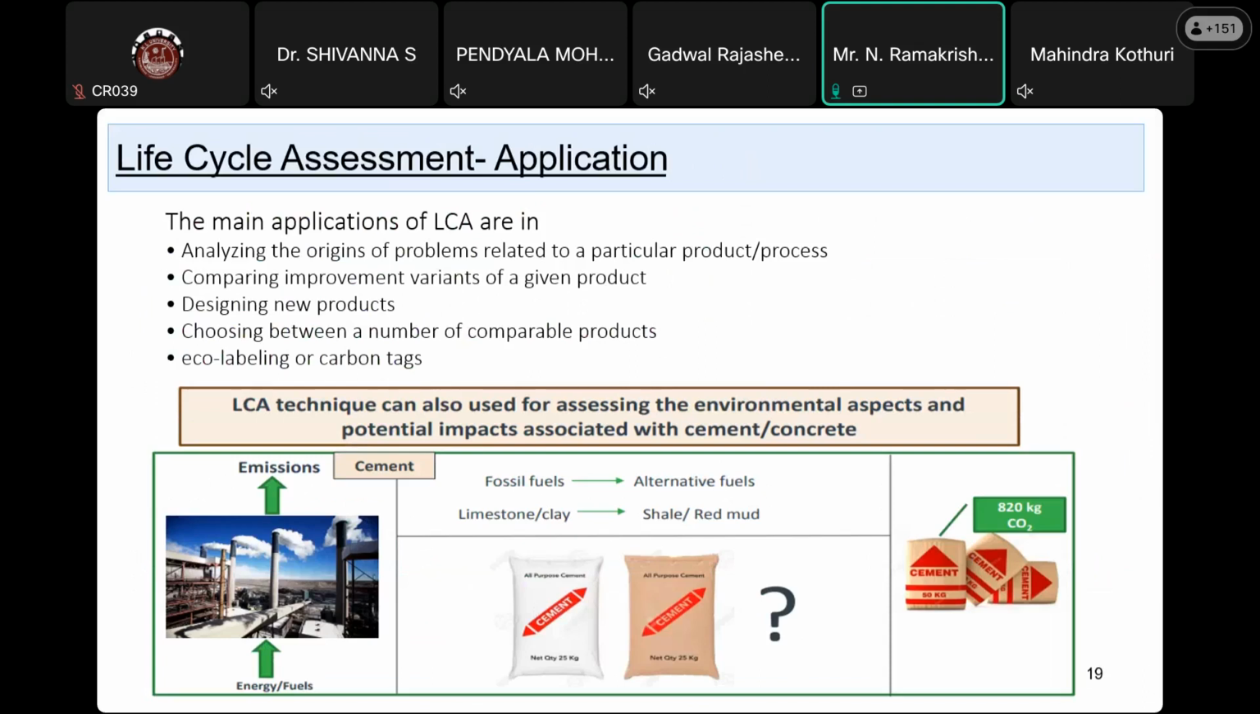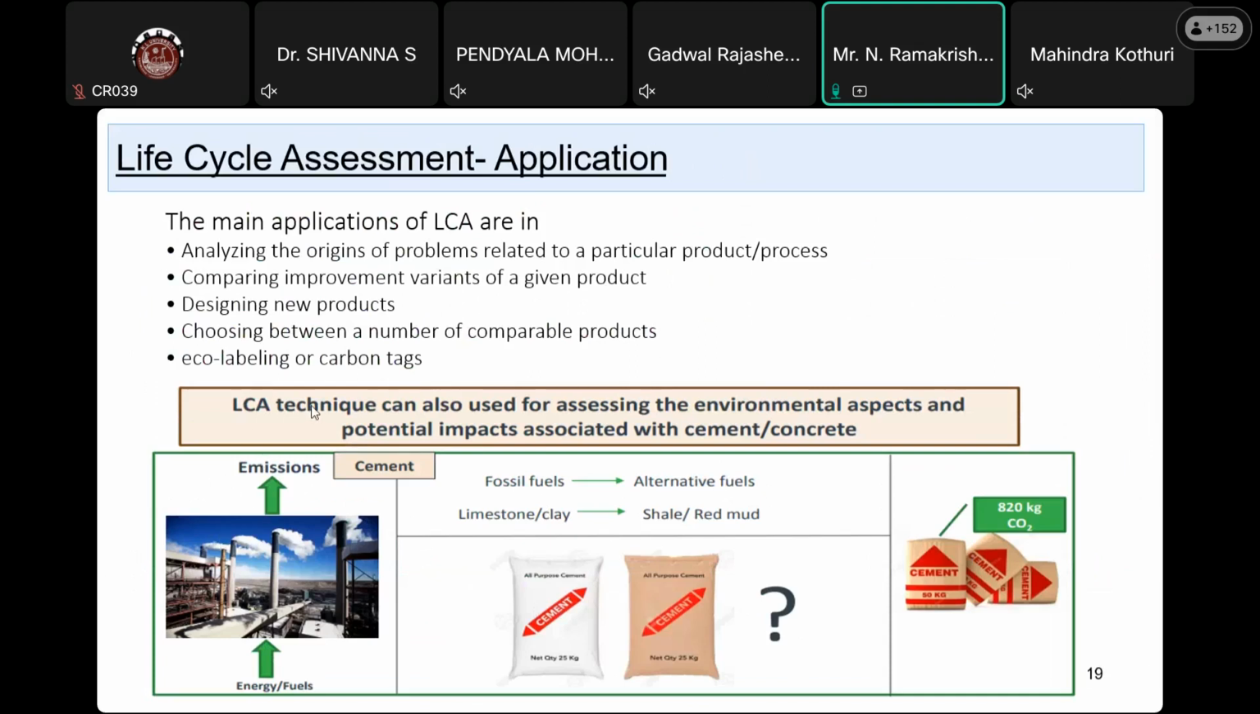A carbon tag is nothing but the CO2 emission created as a byproduct of manufacturing, transporting, and disposing of a product. That's what I call a carbon tag.